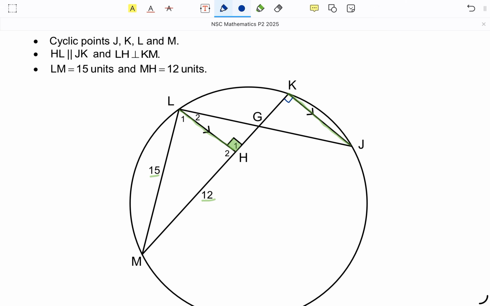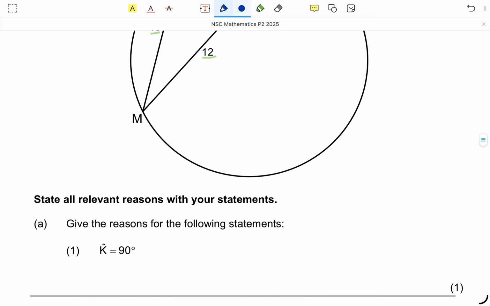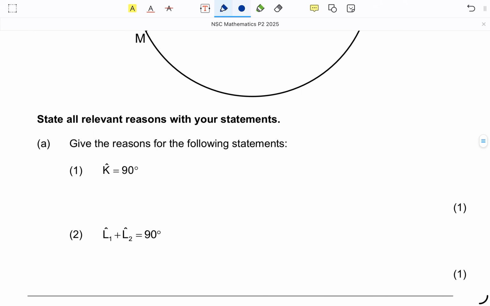So when we see parallel lines, we need to think about three things for angles. They can either be alternating, corresponding, or co-interior. And in this case, K is alternating with H1. So we can just say it's 90 degrees because of alternating angles. And then we can also just list HL is parallel to JK. So you have to list a set of parallel lines when using alternating, corresponding, or co-interior angles.